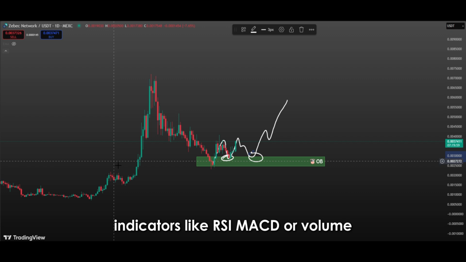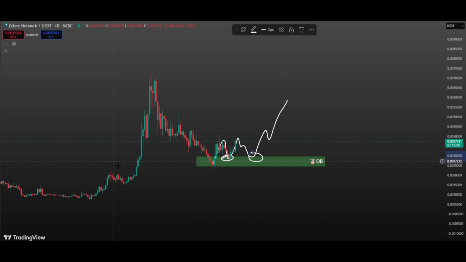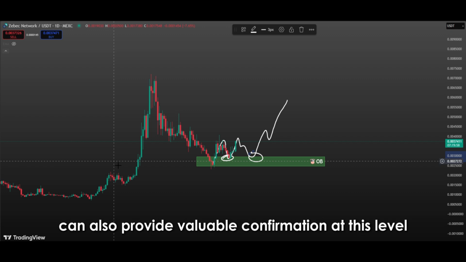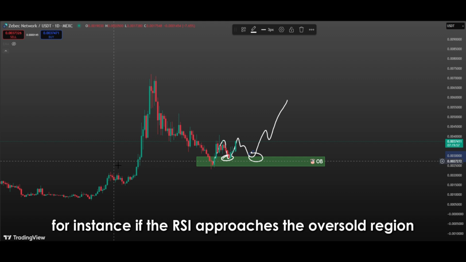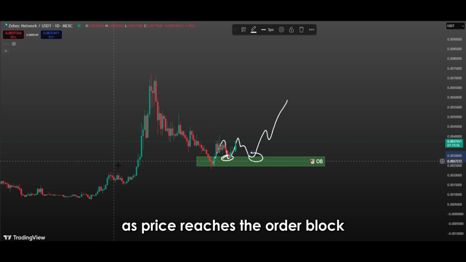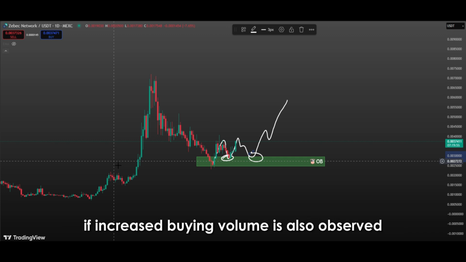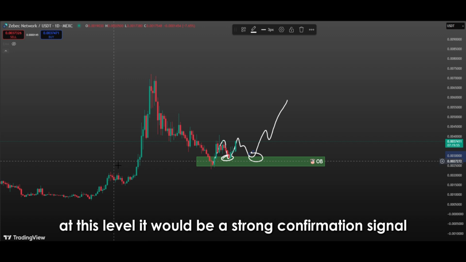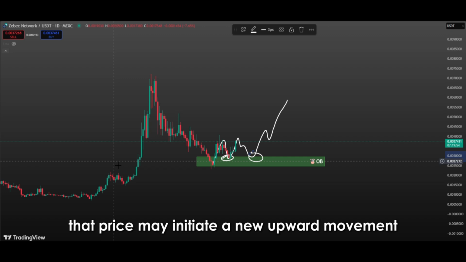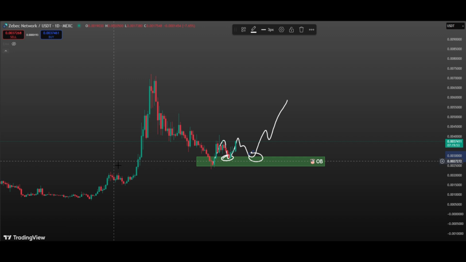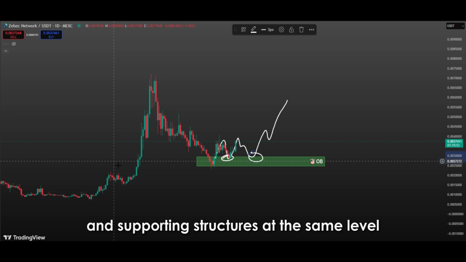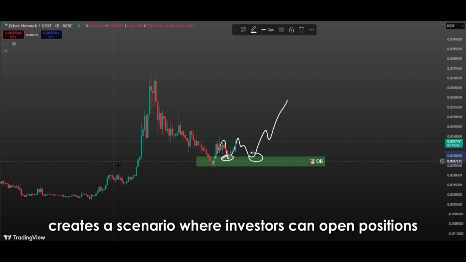Indicators like RSI, MACD, or volume can also provide valuable confirmation at this level. For instance, if the RSI approaches the oversold region as price reaches the order block, it may present an attractive opportunity for buyers. If increased buying volume is also observed at this level, it would be a strong confirmation signal that price may initiate a new upward movement. The convergence of these indicators and supporting structures at the same level creates a scenario where investors can open positions with greater confidence.